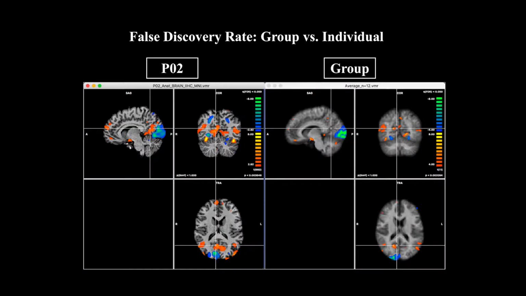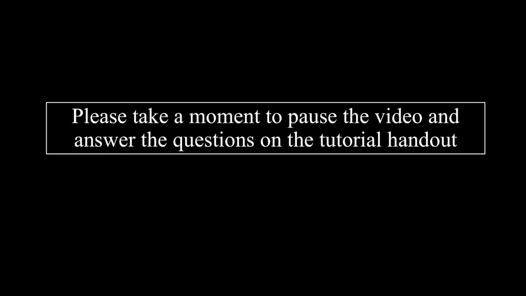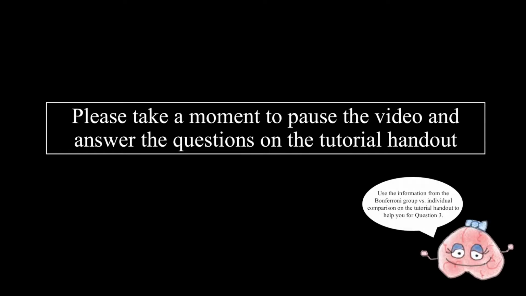Here is an image of the group versus individual comparison for the false discovery rate. Please refer to this image when answering the question on your handout. Please take a moment to pause the video and answer the question on the tutorial handout. Question 3. How would corrections compare for individual subjects versus group averages?